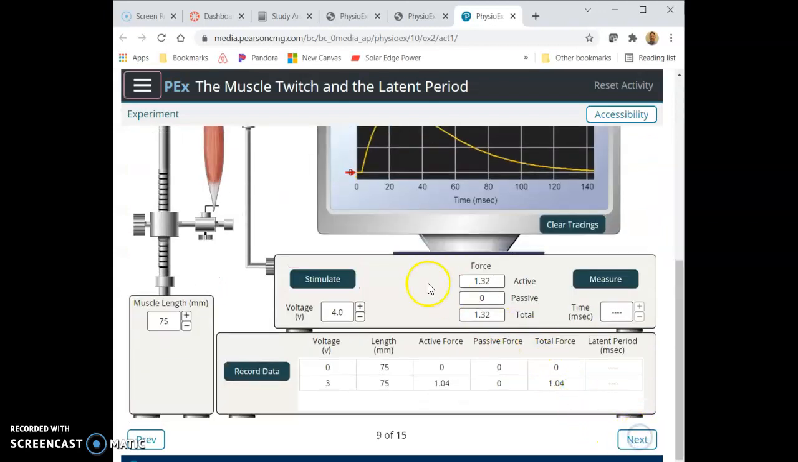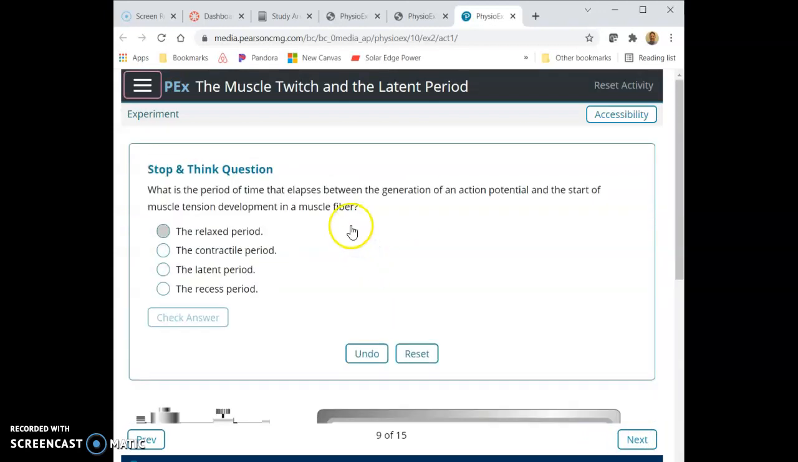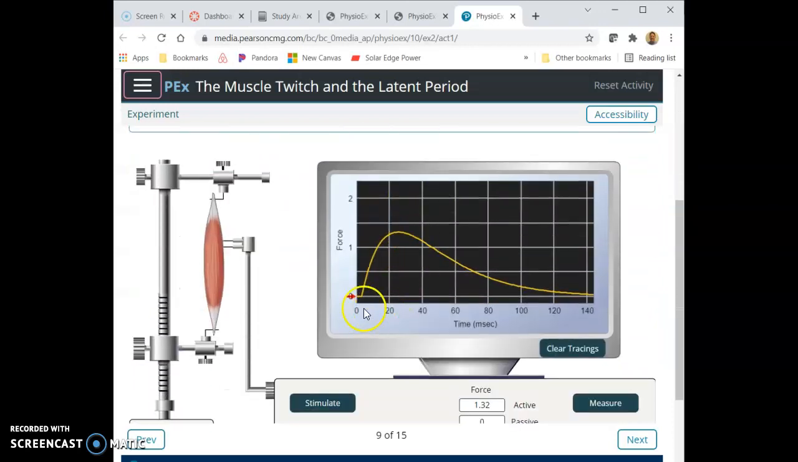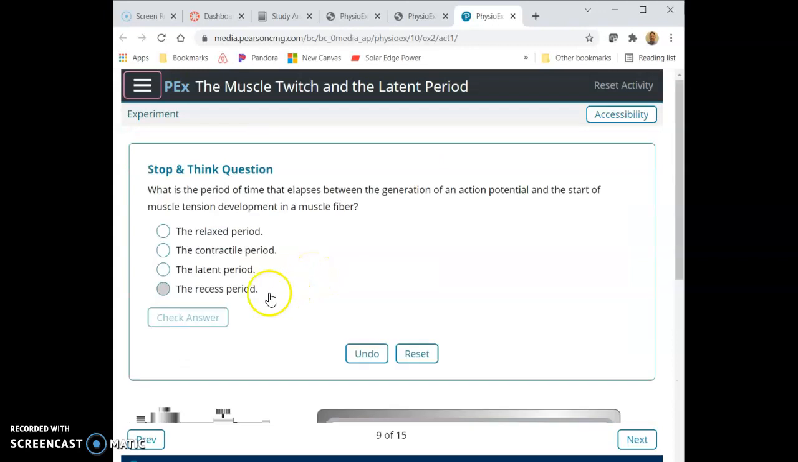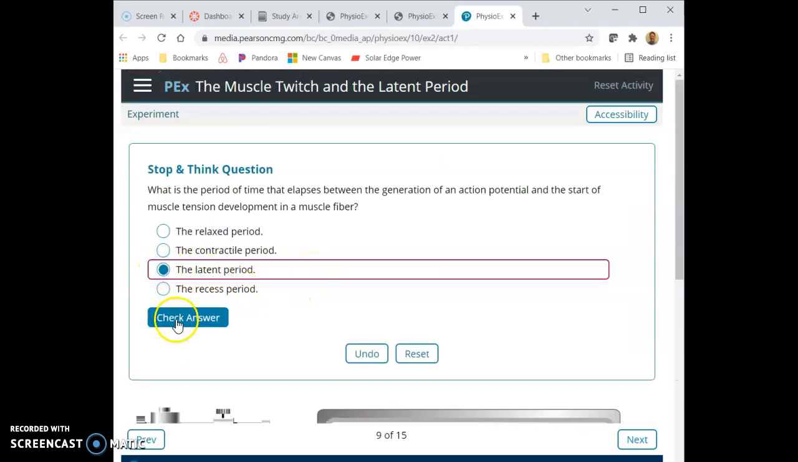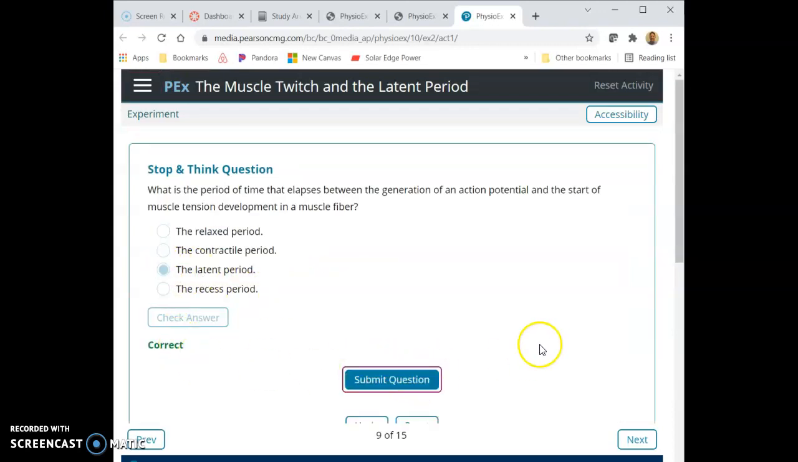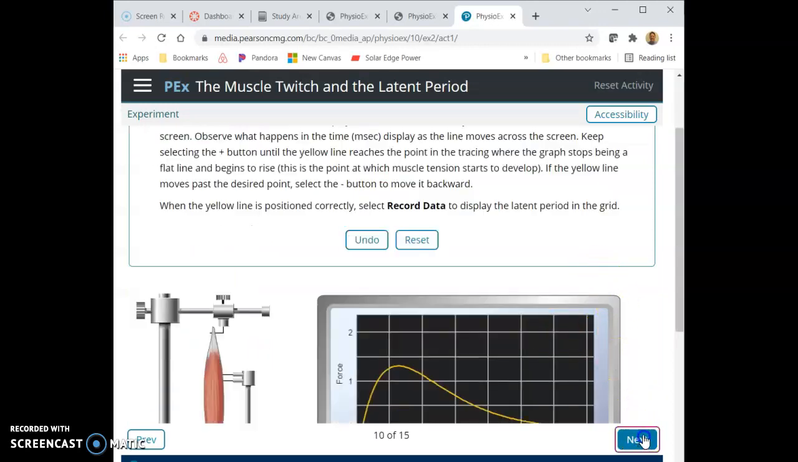Let's hit next. Now, there's a stop and think question here, and this is very key. What's the period of time that elapsed between the generation of an action potential and the start of muscle tension development in a muscle fiber? So between here and here, see how the line goes sideways there for just a small amount? And that is called the latent period. Let's just check, make sure. Sure enough. And so now we can go to next.